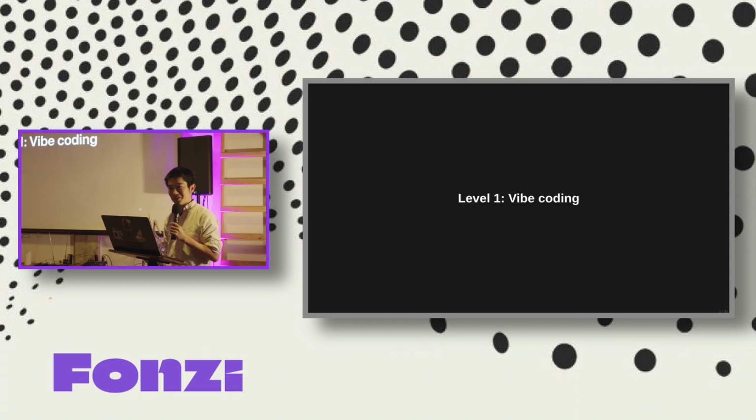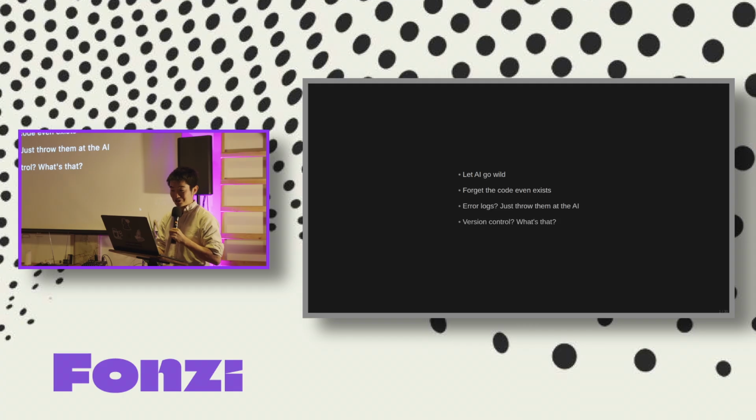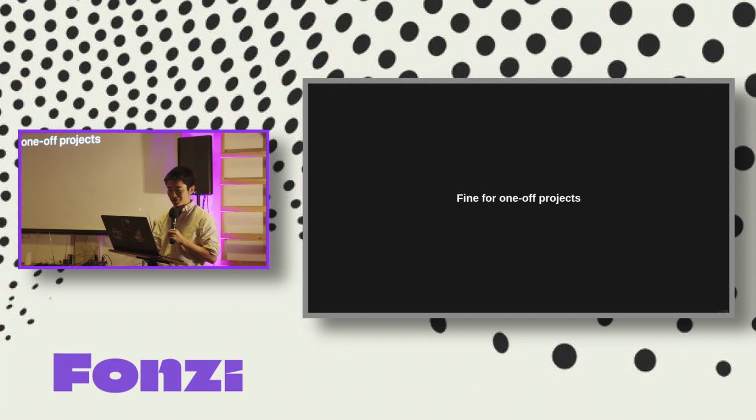So the first level is vibe coding, where you just let AI go wild, pretty much. You forget that the code even exists. You might say, oh, got error logs, just throw them at the AI. And version control, what's that? I might be a little bit too harsh here, but that's kind of the idea. It's totally fine for one-off projects and experiments, right? But I wouldn't expect it to be maintainable in the long term.